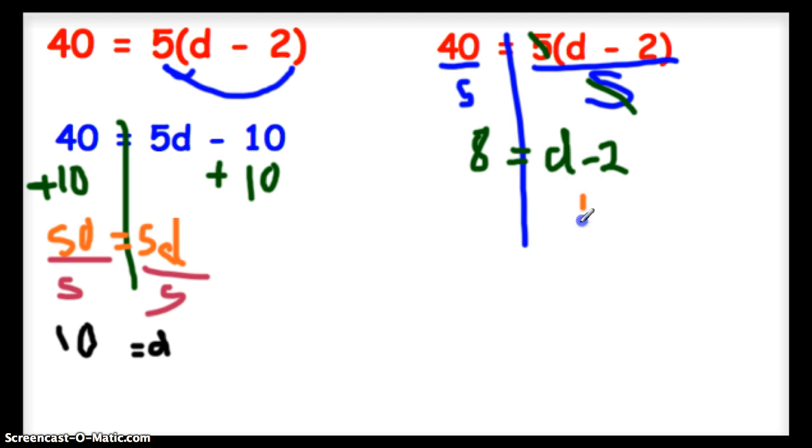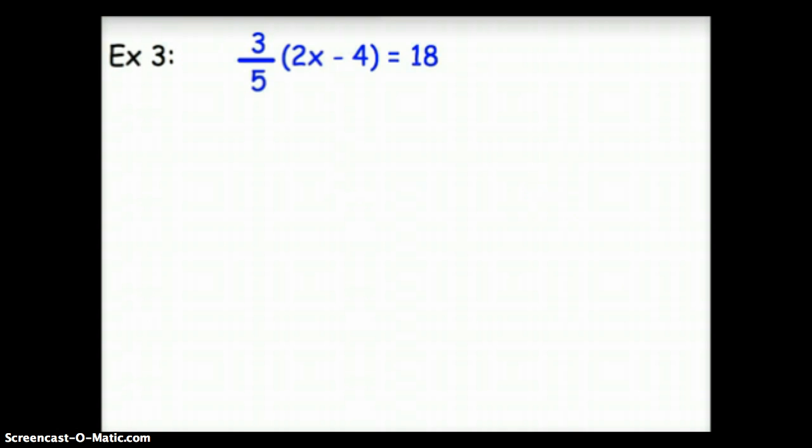To get rid of subtracting 2, we need to add 2 to each side. 8 plus 2 is 10, so again, we still get the same answer of D equaling 10. The method on the right is just a little bit shorter and easier to follow. On our next example, we're going to see why this second method is even more important.